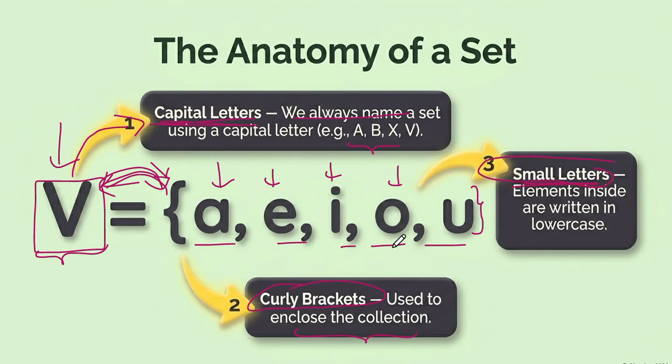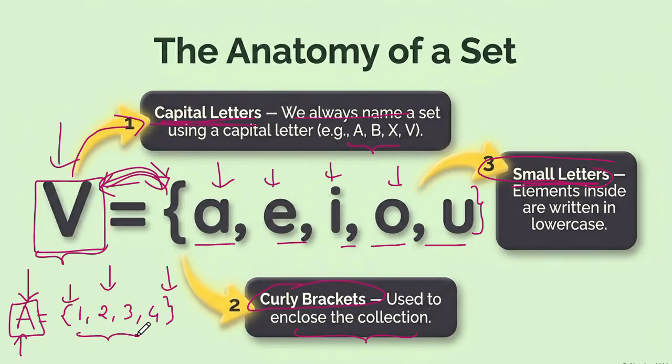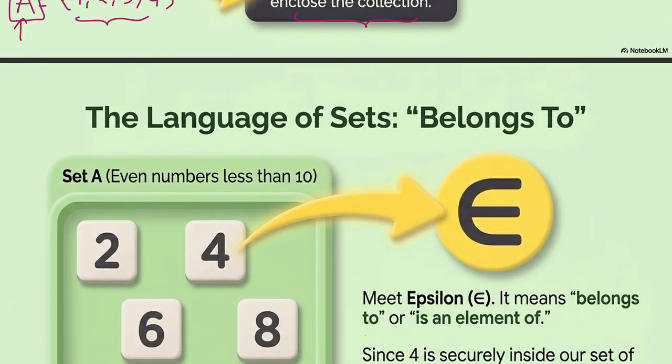If it is a number, then we write the numbers. For example, A is equal to {1, 2, 3, 4}. This is the first four natural numbers. This is a set, and we have given it the name A. So to represent the set, we use a capital letter, and this curly bracket denotes how to represent the set, and these are the elements. So this is a representation of sets.